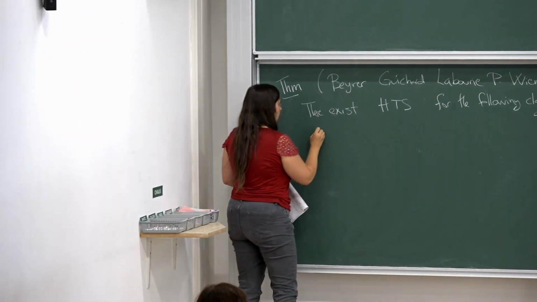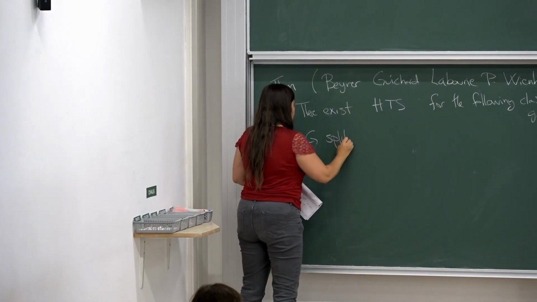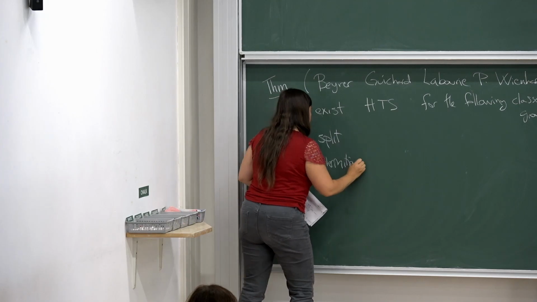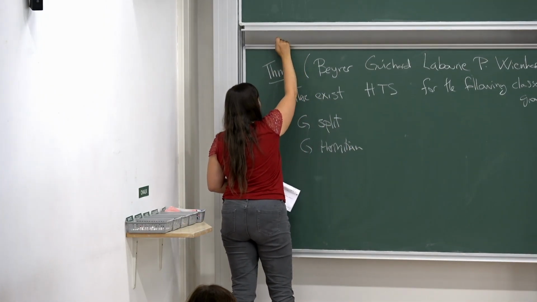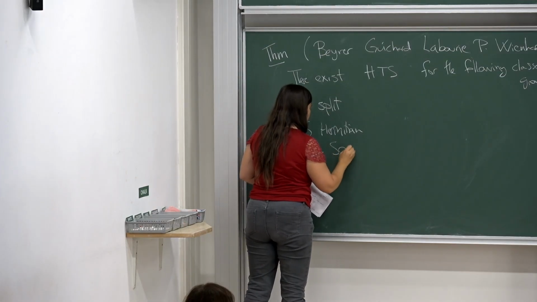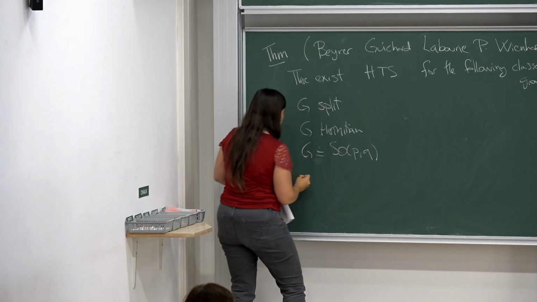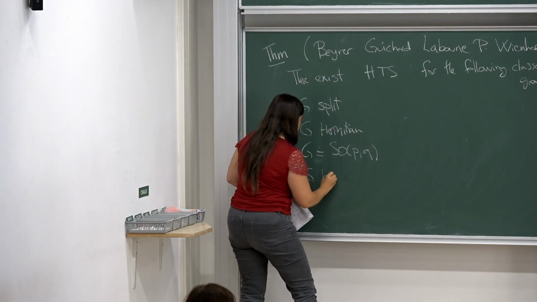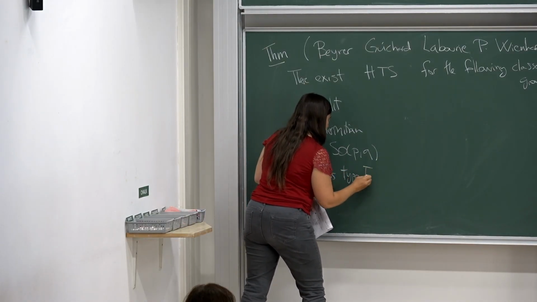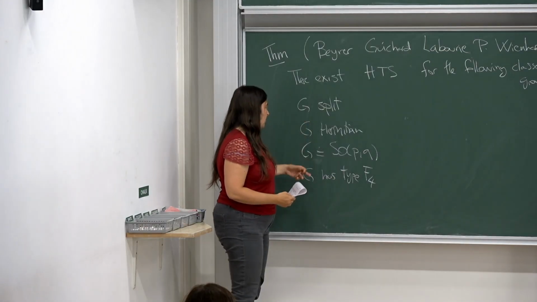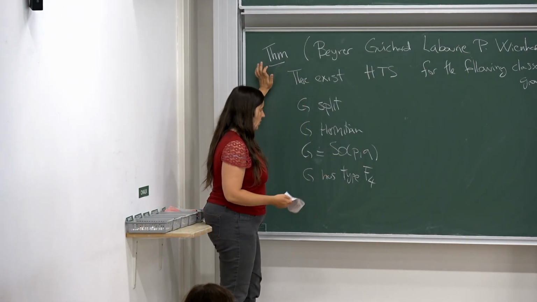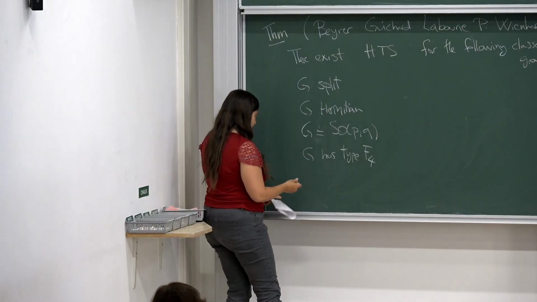Which are: if G is split, if G is Hermitian, if G is isogenous to SO(p,q), or if G has restricted root system of type F4. So in these four classes, there exist high-rank Teichmüller spaces, and conjecturally, this is all.